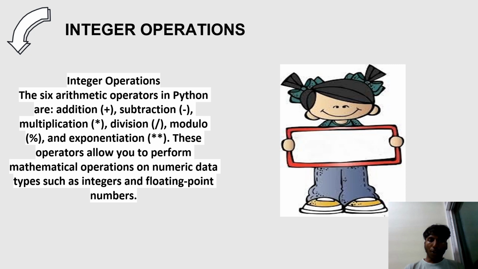Coming to integer operations. The arithmetic operators in Python are addition, subtraction, multiplication, division, modulus, and exponentiation. These operators are used to perform mathematical operations on numerical types such as integers and floating point numbers. This is all about the integer operations.